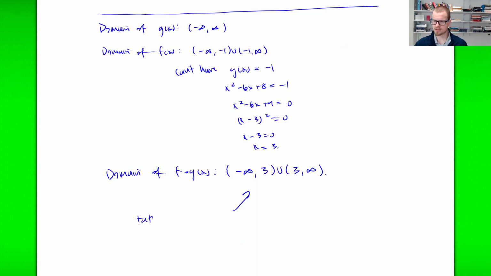Take the domain of G and remove what gives G of x not in the domain of F.